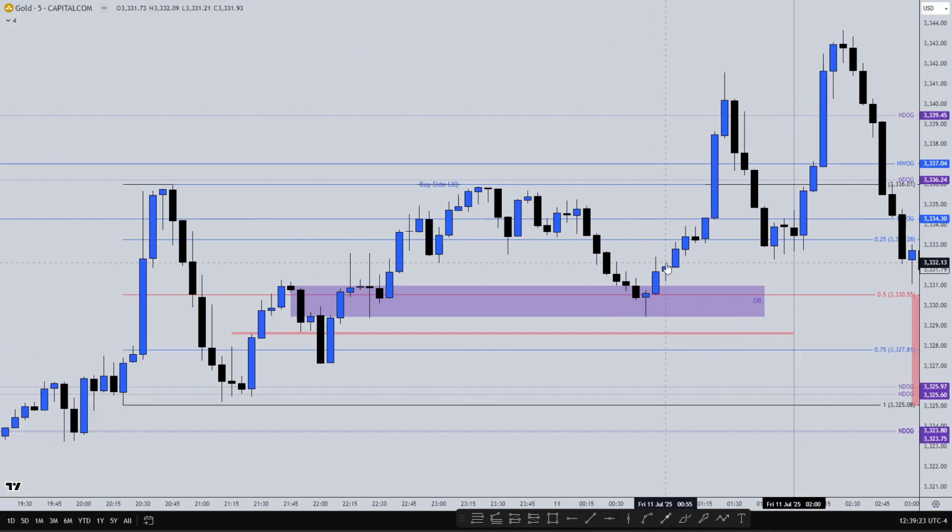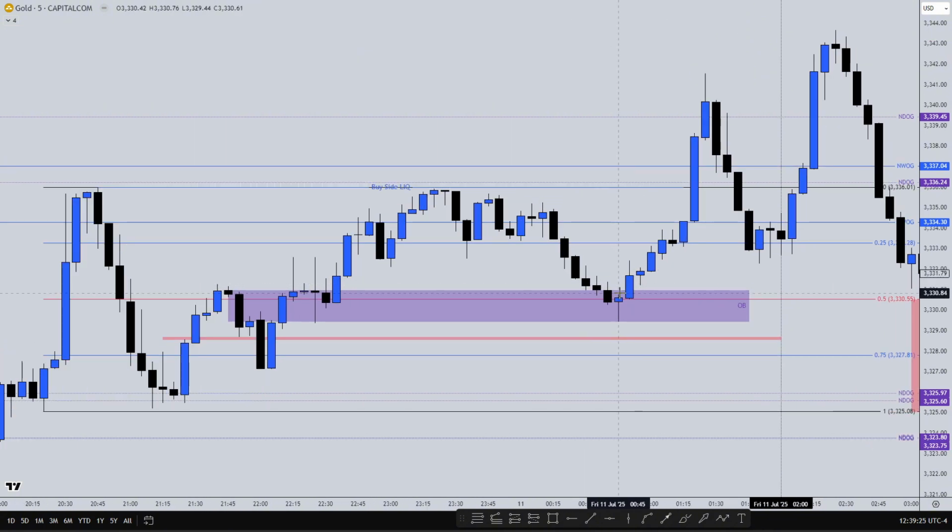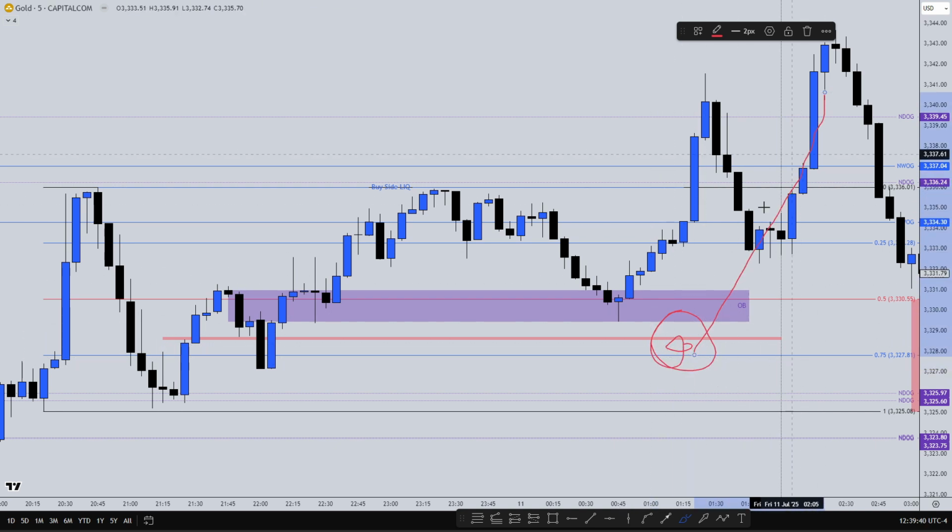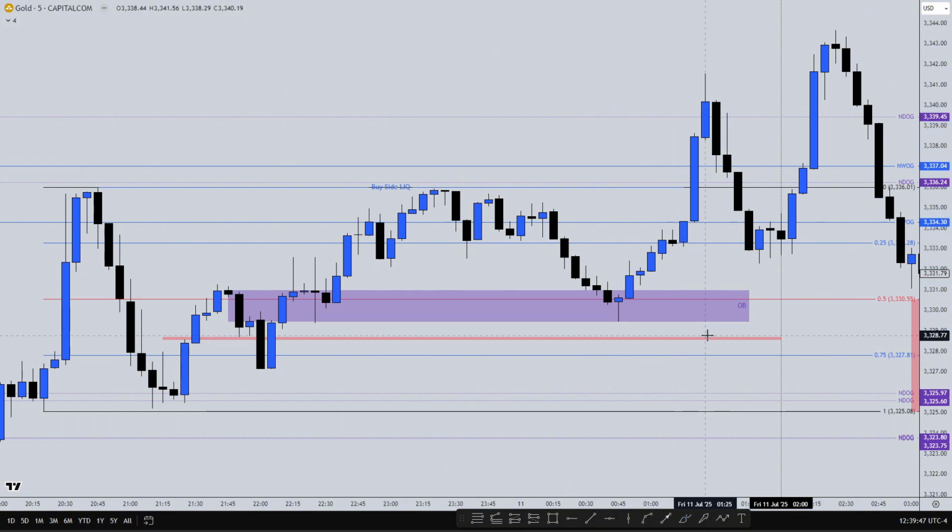So we see that the prices before the London session came back to this order block. And I did expect the prices to stay here a bit. And then in the London session, we can go to the higher prices. But it did not happen as I was expecting.